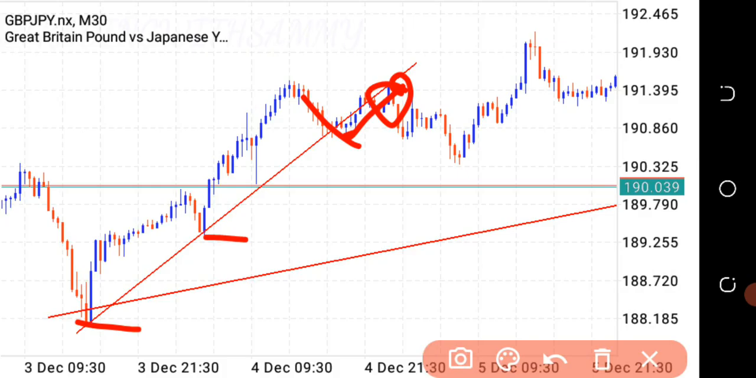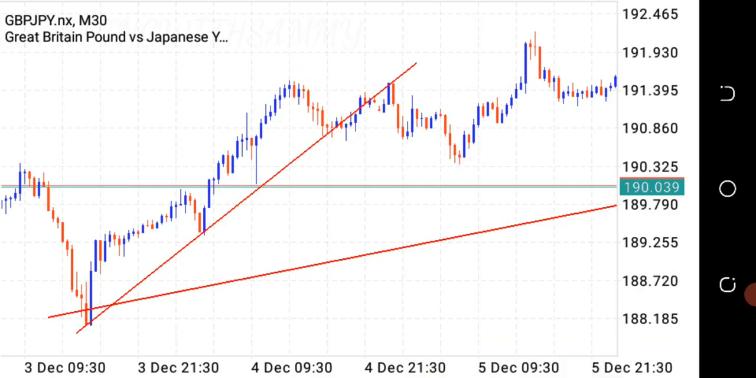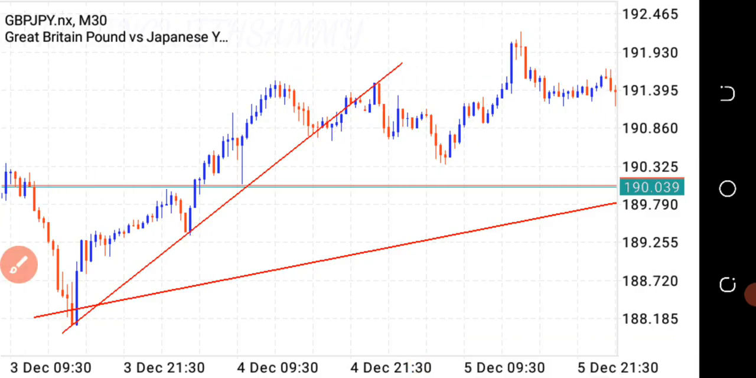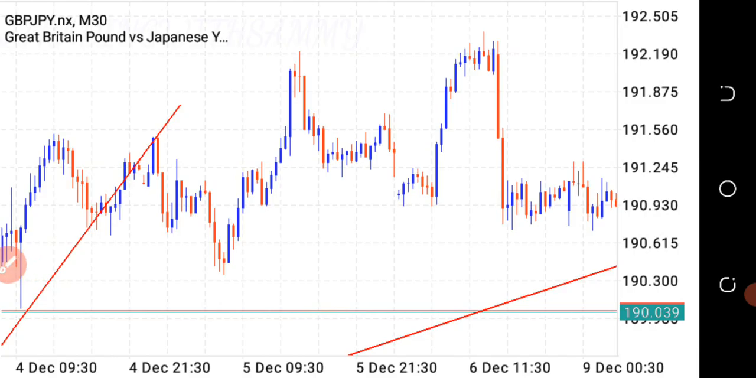What happened here? This market has gotten here, and so many folks are selling, and they wonder why they get stopped out. Because why? They are on the wrong side of the trend. I'll show you what happened here in this chart, I'll come back to it. So on the wrong side of the trend, they got stopped out.